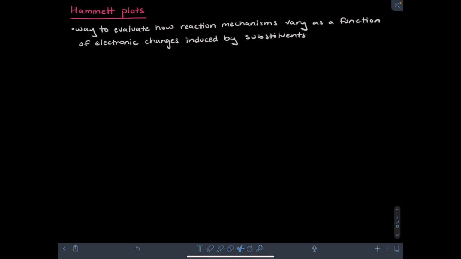Hammett plots exploit substituent effects, and they're a way to evaluate how a reaction mechanism varies as you change out the electronics by changing these substituents.